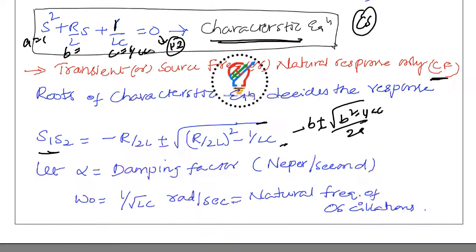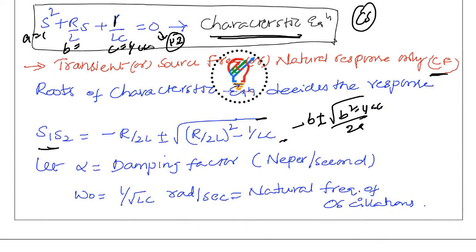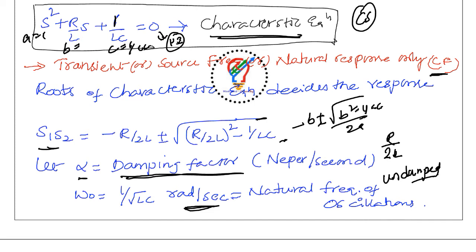In order to simplify this equation, we are going to define two terms. First, alpha is the damping factor, which is equal to R by 2L. Next, omega naught is equal to 1 by square root of LC. The units are radians per second, and it is also called the natural frequency of oscillations or the undamped frequency of oscillations. So the undamped frequency of oscillations is omega naught.